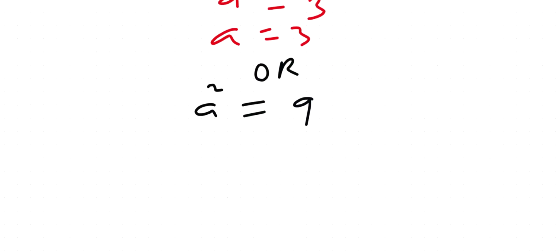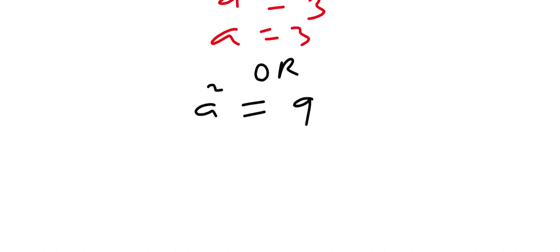You can also do this by saying a squared equals 9. In root form, the 2 here comes to the other side to become a square root. How? That's a question someone can ask. How will a squared become a? Since the power of a here is 2, what can you do to cancel that 2? That is to multiply by its reciprocal.